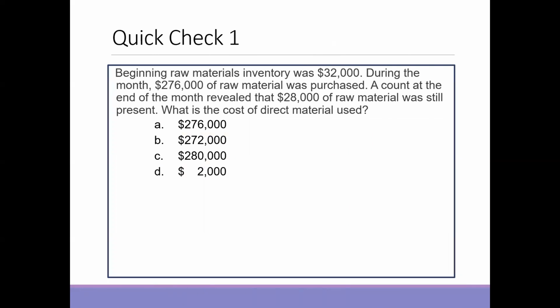So guys, what do you think here? Beginning raw materials inventory was 32,000. During the month, 276,000 of raw materials were purchased. The count at the end of the month revealed that 28,000 of raw materials was still present. What is the cost of direct materials used?